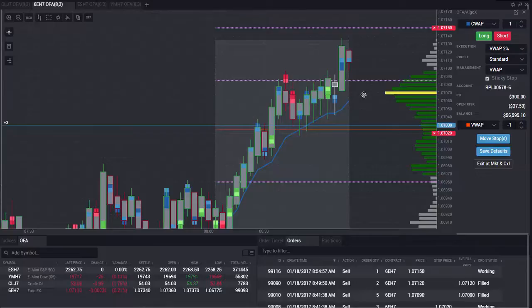Let's assume that you didn't have the opportunity to get into this trade earlier. Think about where the CWAP is falling right now. We have a CWAP at 70.60. We have the point of control at 70.70. The VWAP is only down right now at 70.25, so you're really not that far off of it.